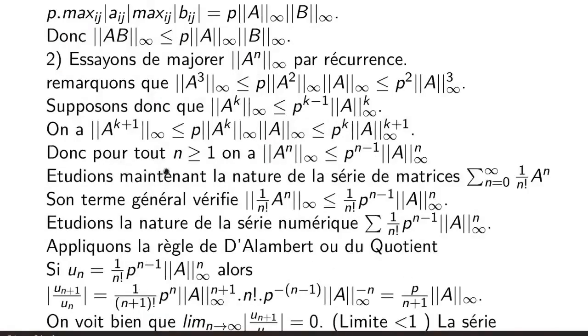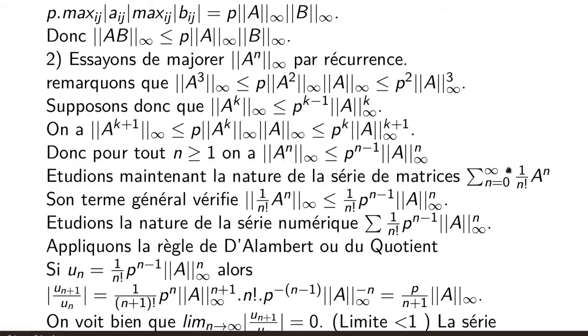So we can conclude that for any n greater than 1 in A, the infinity norm of A to the power of n is bounded by P to the power of n minus 1 times the infinity norm of A to the power of n. Now, let's study the nature of the proposed matrix series.